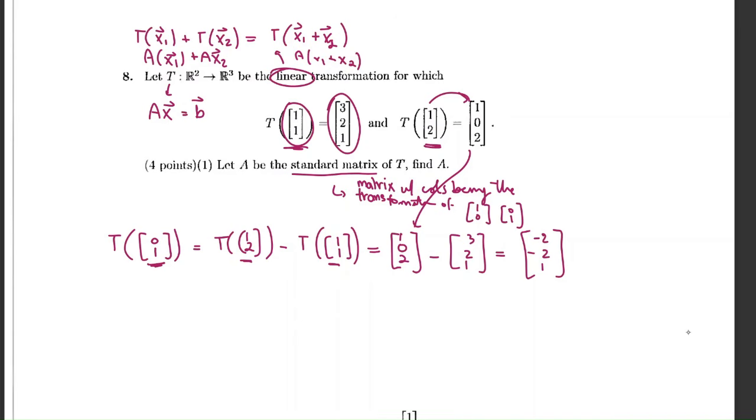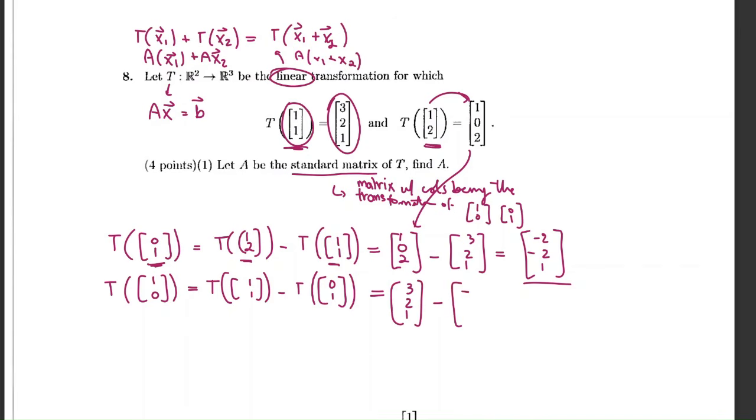Okay, so this is for 0, 1, and now you want to find the same, but for 1, 0. And now that we know the transformation of 0, 1 is equal to this, we can just find 1, 0 by doing the transformation of 1, 1 minus the transformation of 0, 1. And that will give us 3, 2, 1 minus negative 2, negative 2, 1. And when we do that, we get 5, 4, 0.